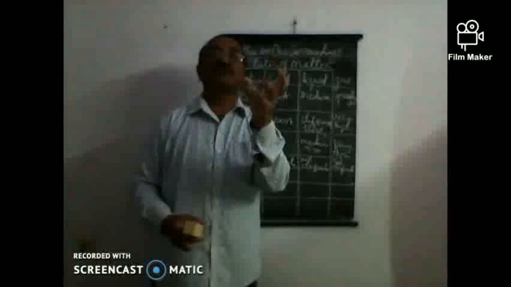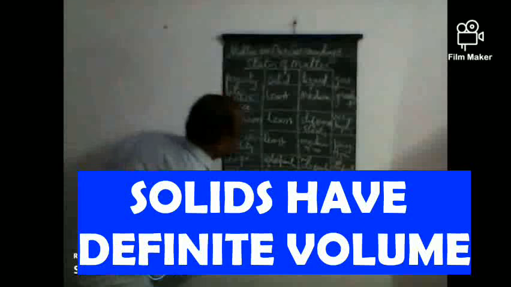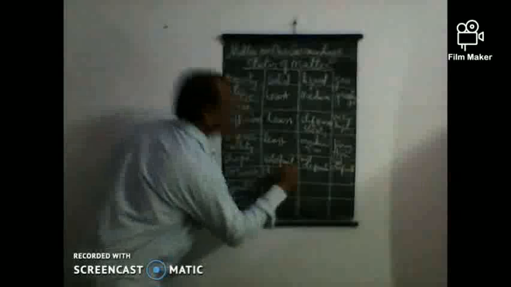Now, volume. What is volume, children? We have understood that volume is the quantity of matter contained. Volume is the amount of space that matter occupies, is it not? So, as the shape is definite, it won't change. So, its volume is definite. So, solids have a definite volume.